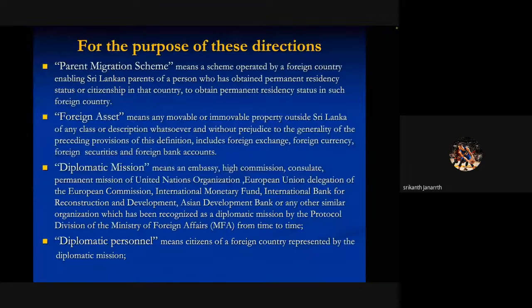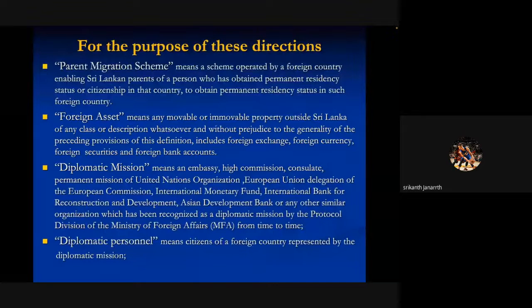Parent migration scheme, especially when you're working in Canada, Australia, when the children are going there, they can take the elderly parents over there. So that is called the parent migration scheme. Especially in Australia, this scheme is very popular. A Sri Lankan who has gone to Australia becomes a PR and can take their parents. That scheme means a scheme opened by a foreign country, enabling Sri Lankan parents of a person who has obtained permanent residency status to obtain the status of such foreign country. So if a Sri Lankan has gone to Australia and got a PR, he can also take the parents, provided he has to prove there is only one child, or if there are two children, you need to prove both are in Australia. There's no problem.